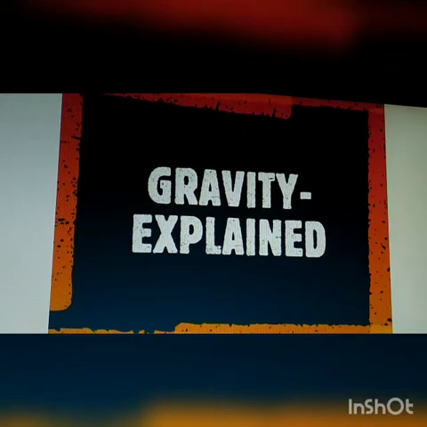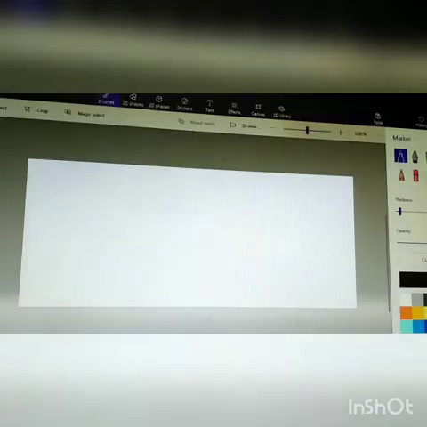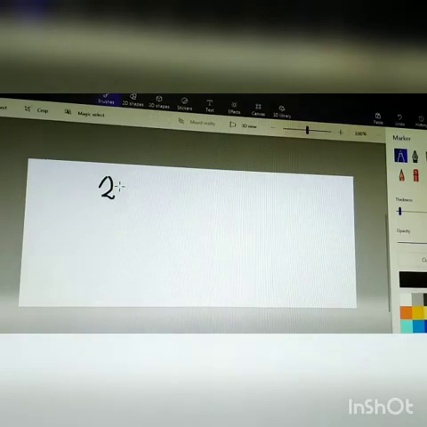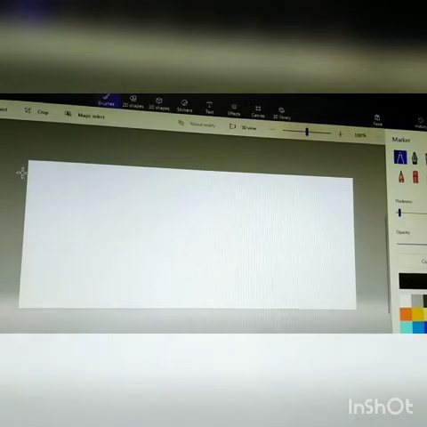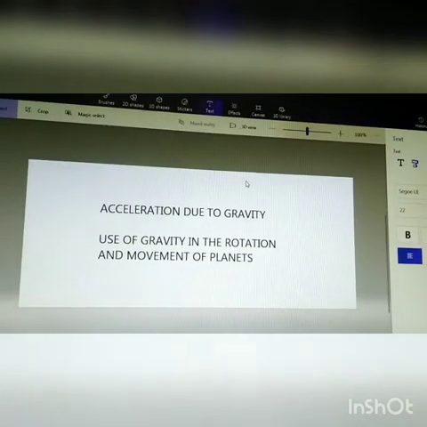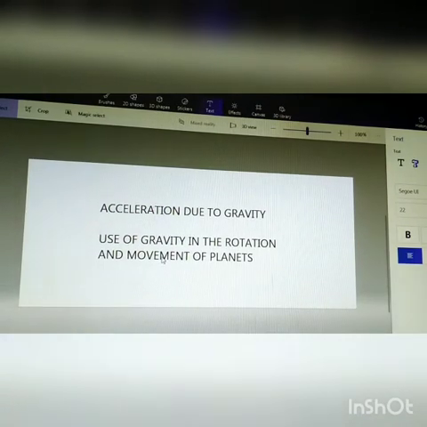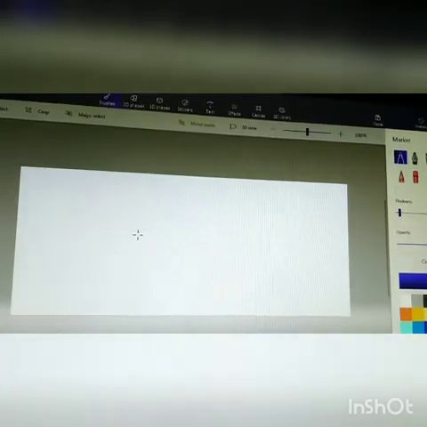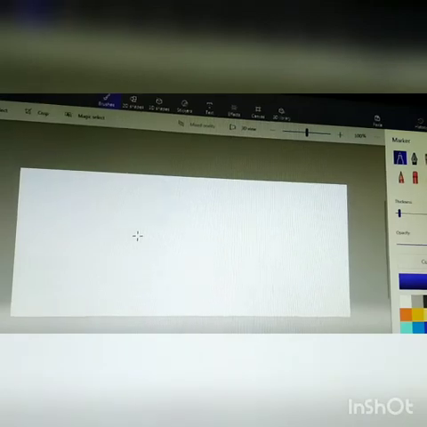In this video, I'll be explaining gravity in depth. In the last video, we saw two formulas and how to derive one of them. In this video, I'll be talking about gravity in depth, including topics such as acceleration due to gravity and the use of gravity in the rotation of moons and planets. First, what is acceleration due to gravity?